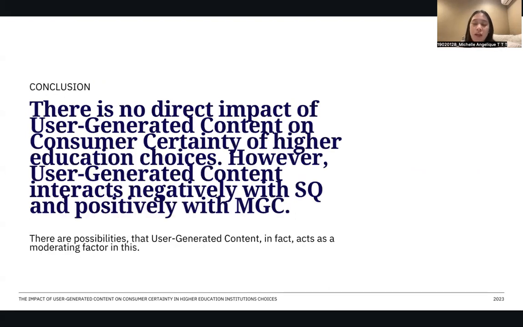In conclusion, there is no direct impact of user-generated content on consumer certainty. However, user-generated content interacts negatively with SQ and positively with MGC. There is a possibility that user-generated content in fact acts as a moderating factor in this.